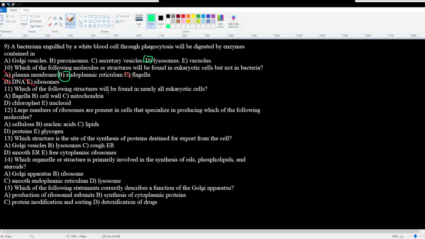So, how about number 11? Which of the following structures will be found in nearly all eukaryotic cells? This is a which-of-the-following question, so I think there are multiple answers to this one.